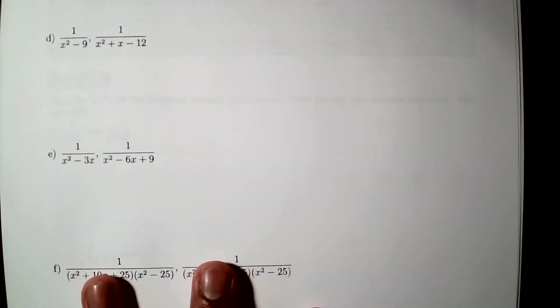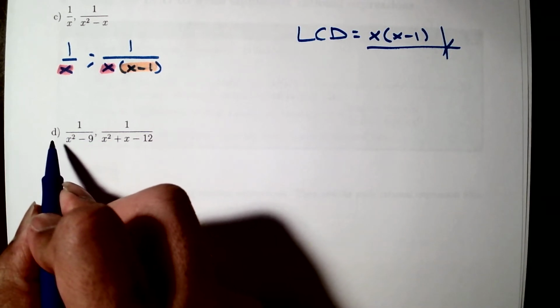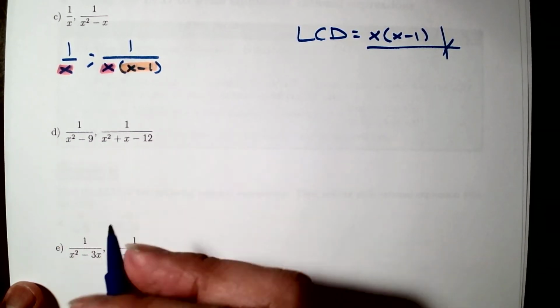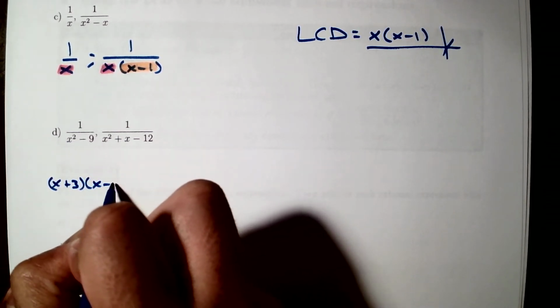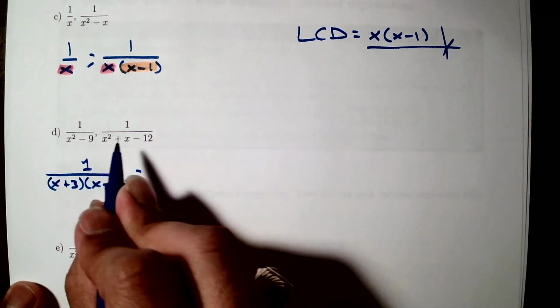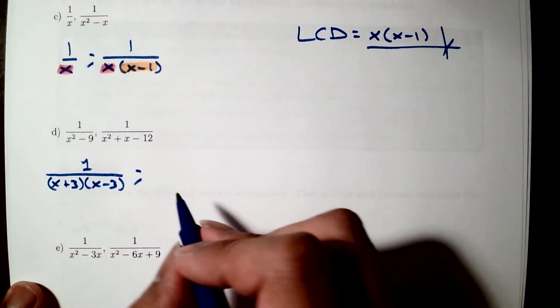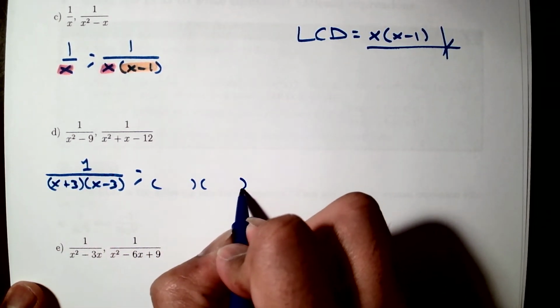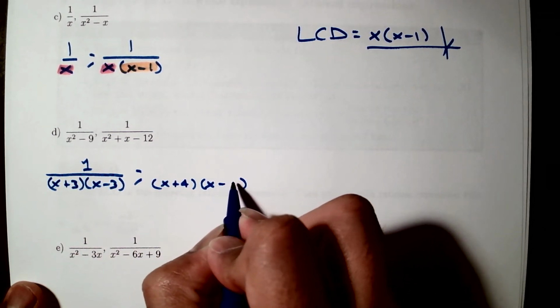Alright, let's look at letter D. For the denominator of the first fraction in letter D, we can factor the difference of squares: x plus 3 times x minus 3. That's the denominator of the first. And for the second fraction, we have a trinomial whose leading coefficient is 1, so we can use the double bubble method. Using the double bubble method, we look for factors of negative 12 that add up to 1. That's going to be plus 4 and minus 3.